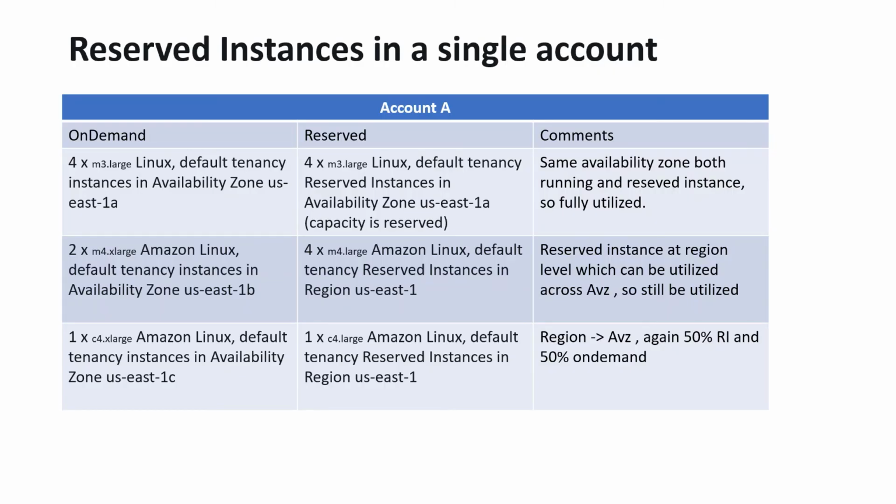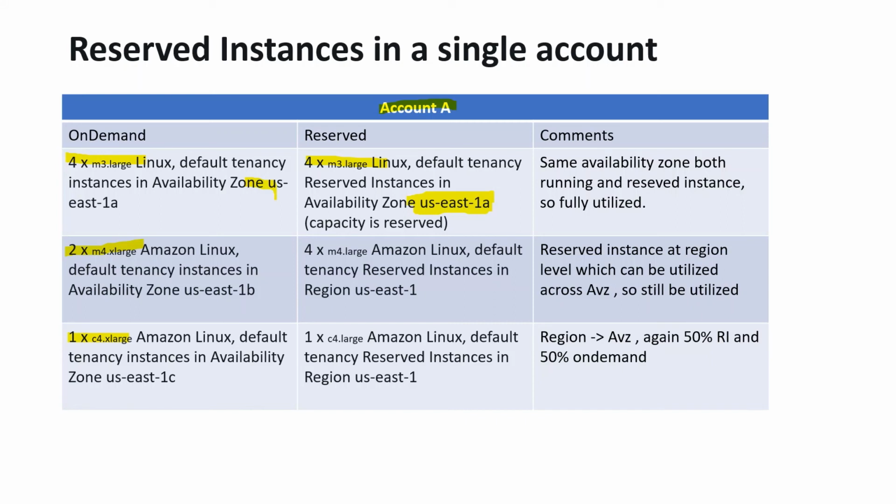I would like to run through three scenarios to better illustrate how the RIs will be applied. In this scenario, we have account A, where these are all the different instances running on demand. And we have this reserved instance for m3.large, which is reserved at the availability zone level. If it is reserved at the availability zone level, then it could be applied only on the same availability zone. It can't be applied on the other availability zones.